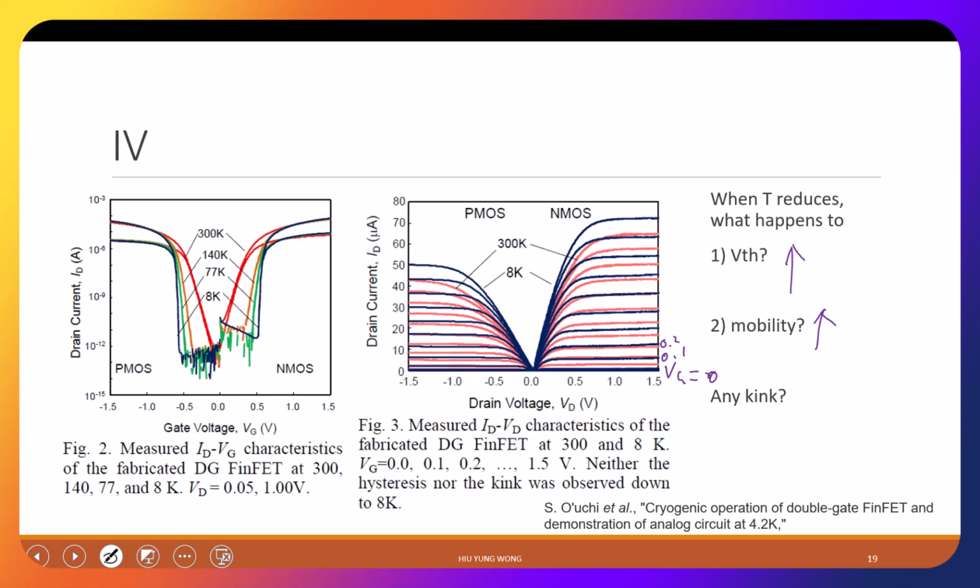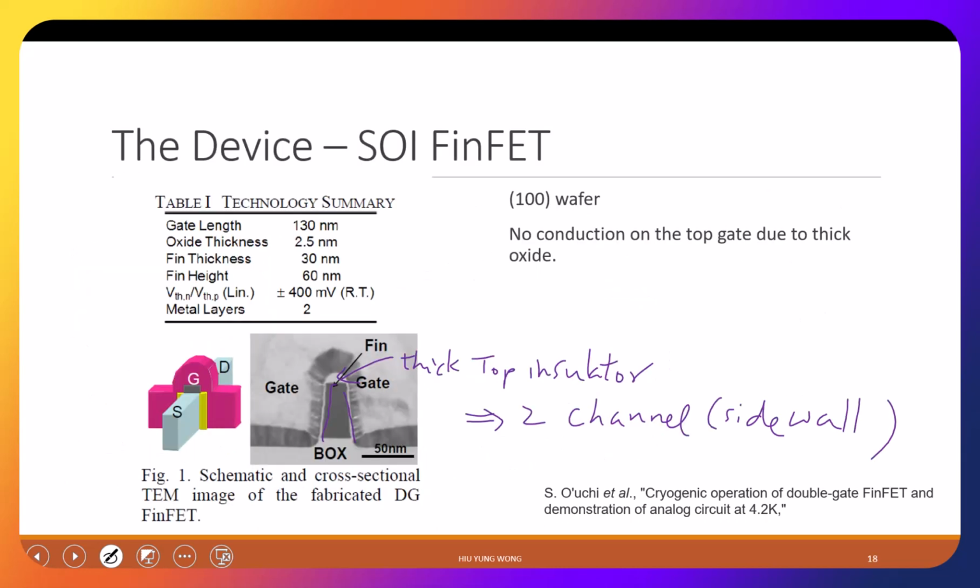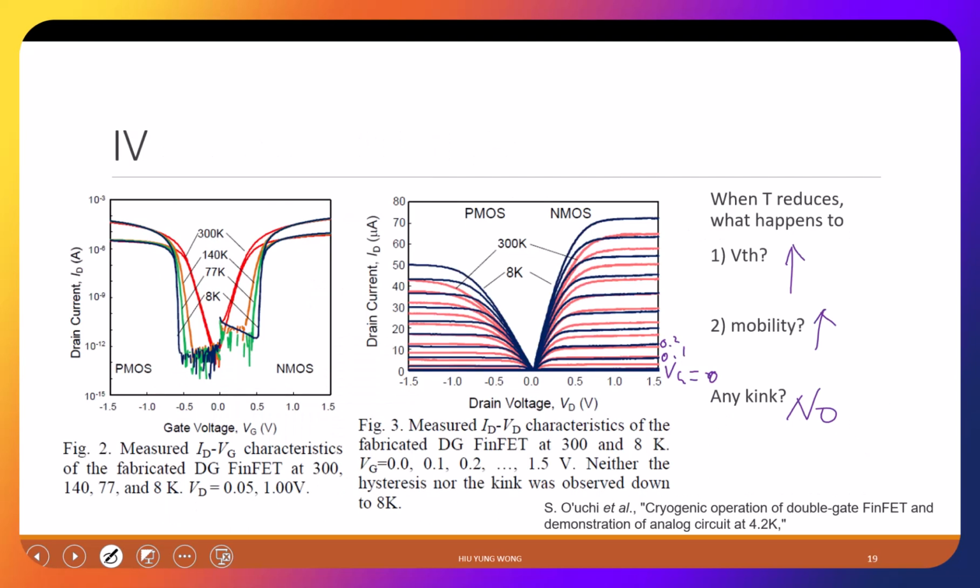Any kink? Do you see any kink? Do you still remember what a kink is? You know that. So instead of no impact ionization, you will say that there's no kink effect. Maybe there's still impact ionization. However, it is fully depleted because now the FinFET is very thin. So it is just like FDSOI: although the body is not connected, it is fully depleted. So even if you have impact ionization, you don't have accumulation of holes to cause the kink effect.